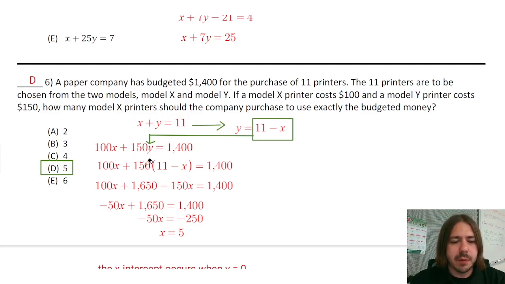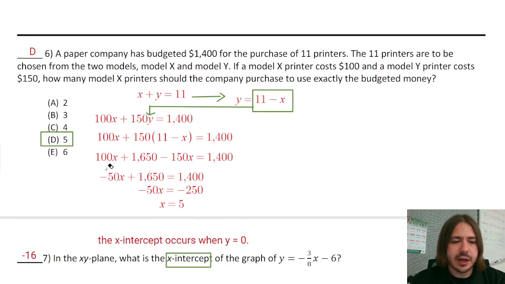First, you would distribute this 150. So you would do 150 times 11, which is 1650, and 150 times negative x, which is negative 150x. Then I combine like terms, 100x minus 150x, and that gave me negative 50x. Then I'm going to subtract 1,650 from both sides. And so 1,400 minus 1650 is going to give me this negative 250. So that's where that's coming from. And then finally, dividing both sides by negative 50 is going to give me x equals 5, which is the number of Model X printers the company should buy.